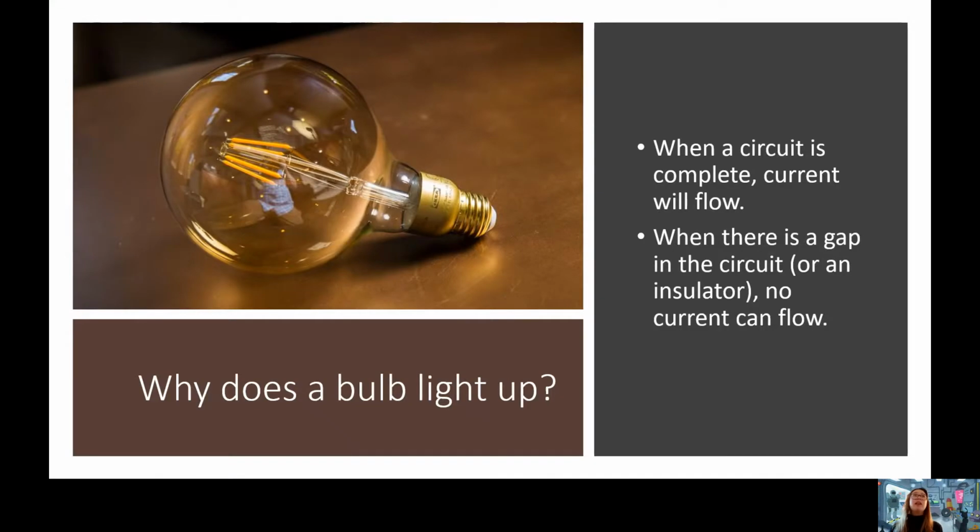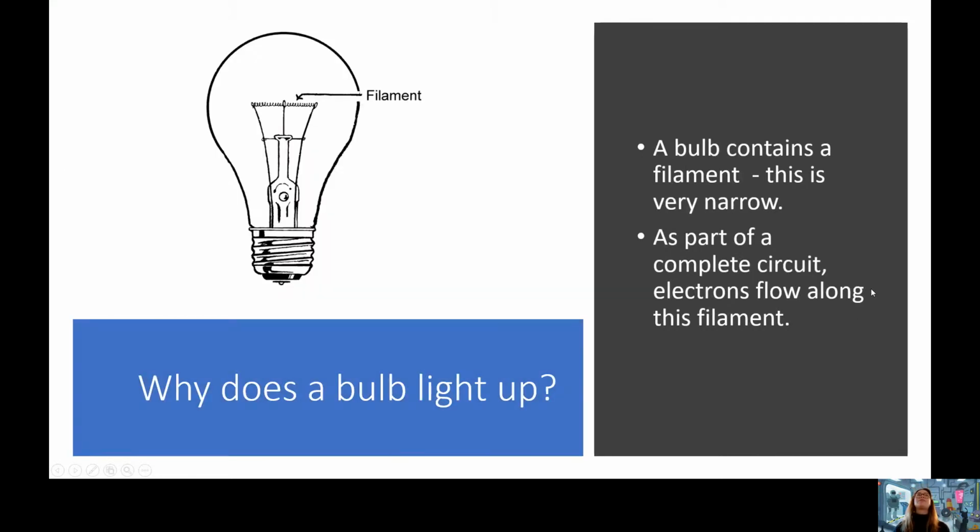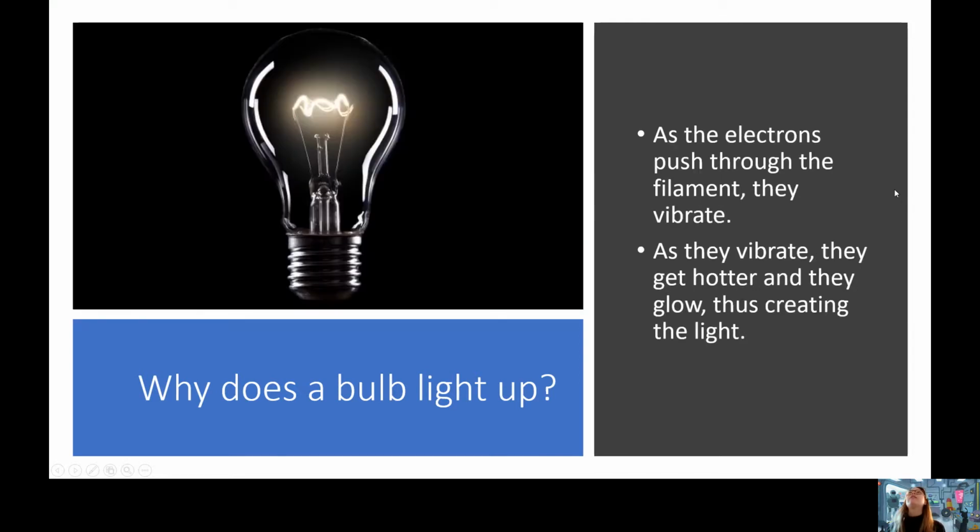Why does a bulb light up? When a circuit is complete, current will flow. And when there is a gap in a circuit, or if there's an insulator in the circuit like that banana we saw, no current can flow. A bulb contains a filament. This is very narrow. There's a picture of it, and I also showed it to you in real life just now. As part of a complete circuit, electrons flow along this filament. So you've got millions of electrons flowing through the filament.